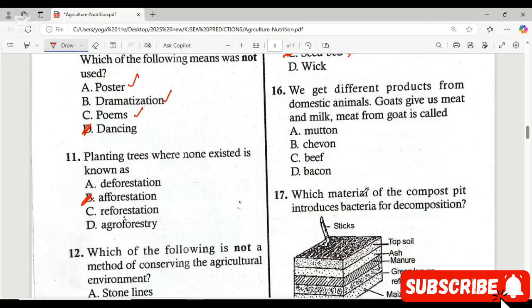We get different products from domestic animals. Goat gives us meat and milk. Meat from a goat is called, how do we call the meat from a goat? It is called chevon. Meat from a goat is called chevon.